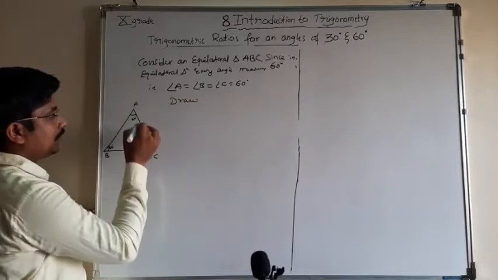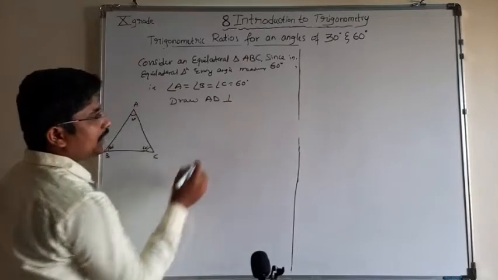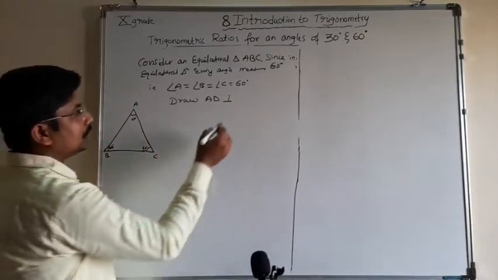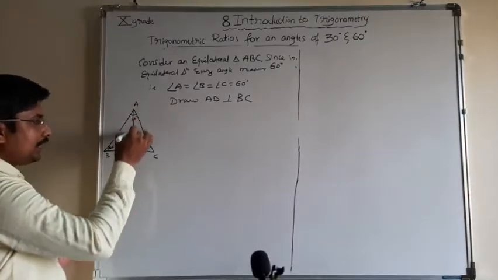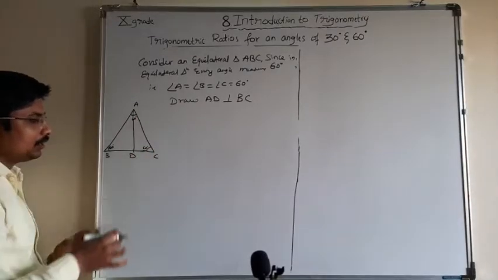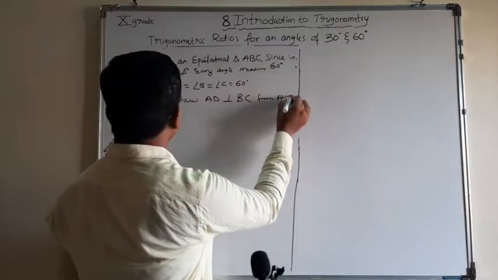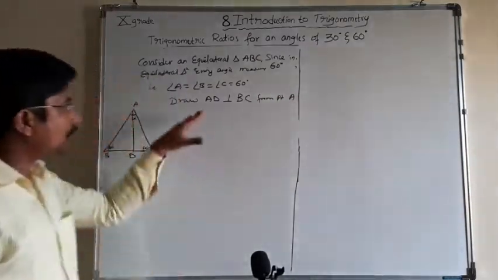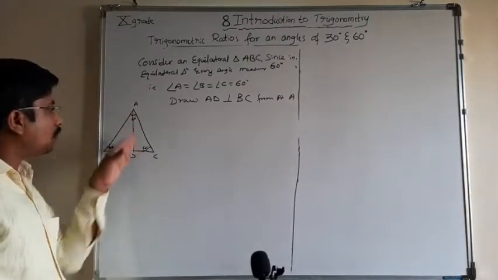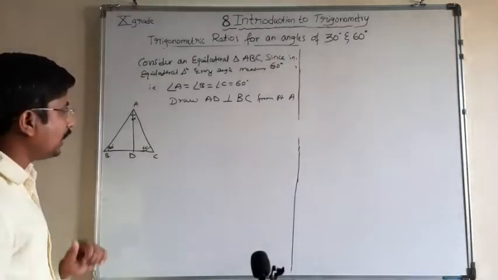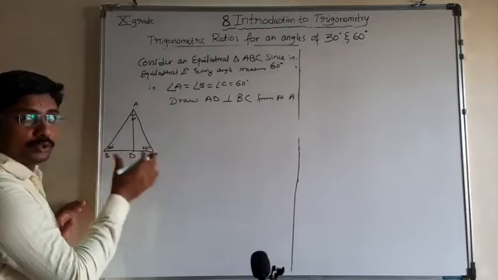Draw AD perpendicular to side BC from point A. If we draw a perpendicular, we will get two triangles here.